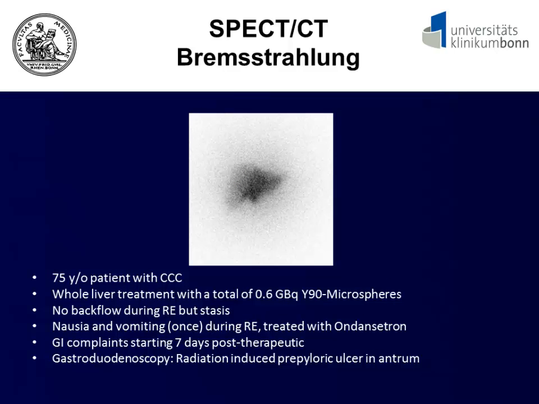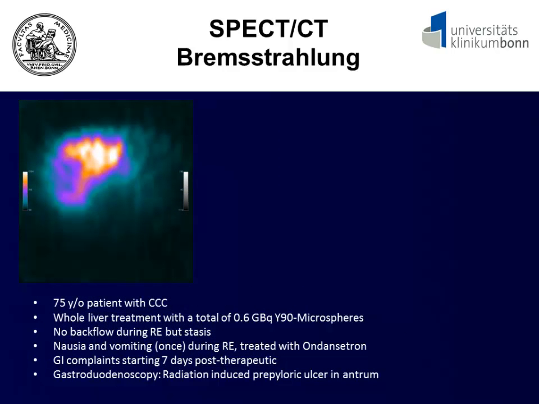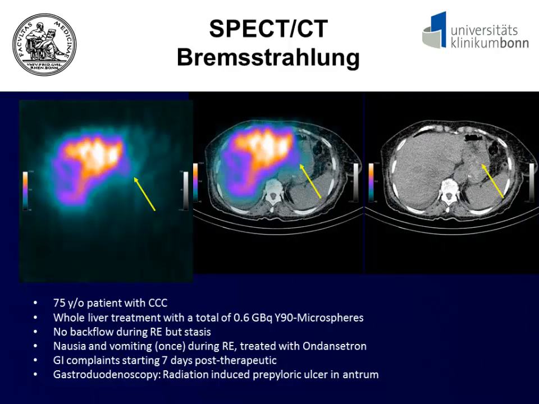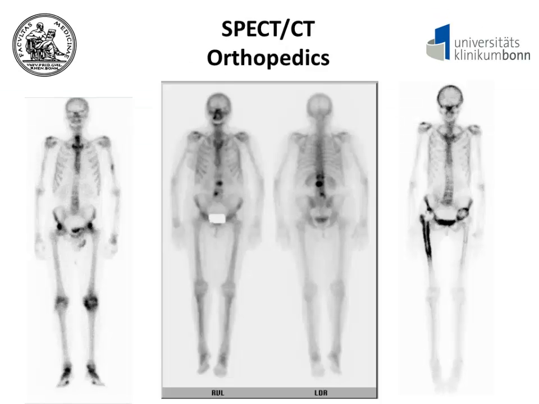Another case, a 75-year-old patient with cholangiocellular carcinoma, whole liver treatment with a total of 600 megabecquerel yttrium-90 microspheres. We didn't have any backflow during radioembolization, but a stasis. The patient had nausea and vomiting during radioembolization, treated with ondansetron, and as you see here in SPECT CT, we could find light accumulation in the stomach, and gastroduodenoscopy showed radiation-induced peripyloric ulcer in the antrum.